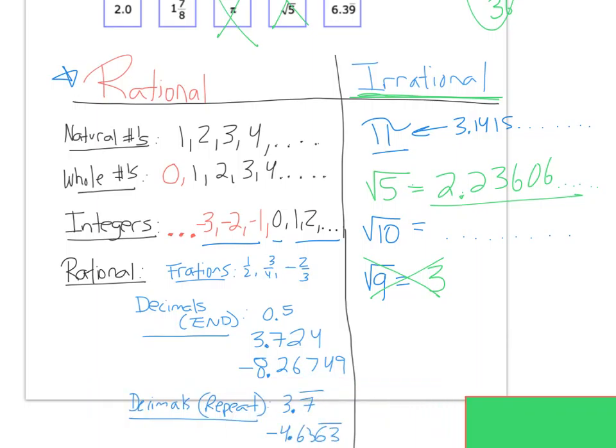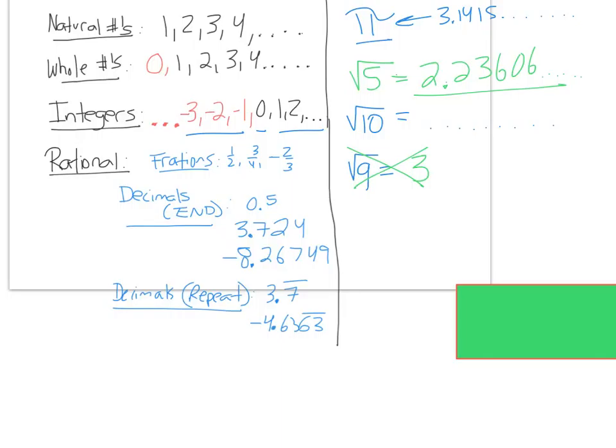An example of that would be any decimal that you see that repeats, like 3.7 repeating, or negative 4.6363, and this line over the top means that the 6, 3 is going to continue on forever. So it'll be 6, 3 again, 6, 3 again, and it'll keep going forever. So there's no end to that. So if you ever see a pattern in the decimal, or like this right here, this line means that the 7 is going to continue on forever. So anytime you see that pattern, it's going to be a rational number.